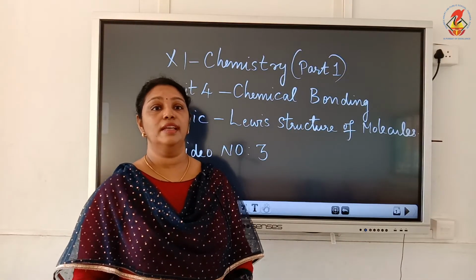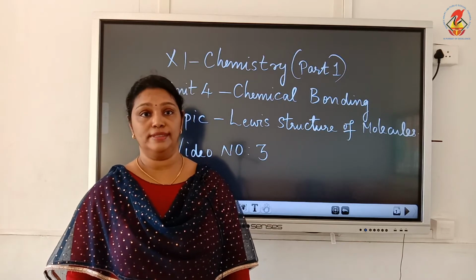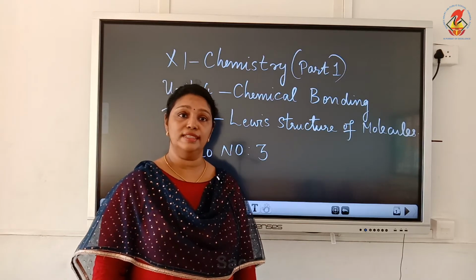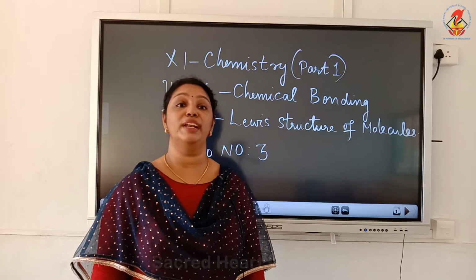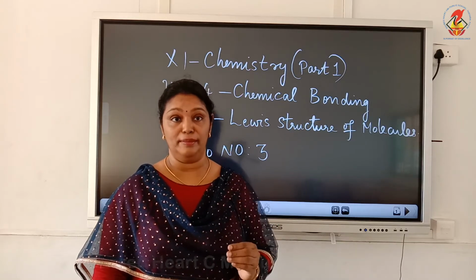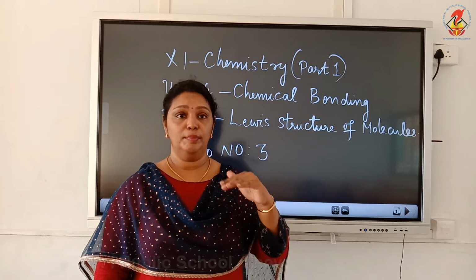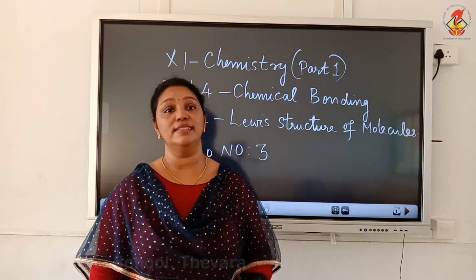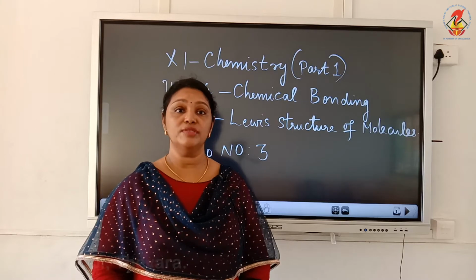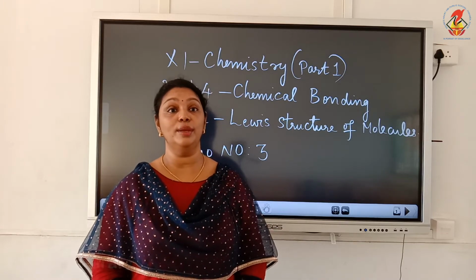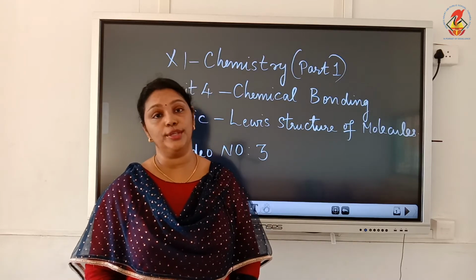We are going to discuss the Lewis structure of molecules. In the last video, we discussed how to write the Lewis symbol for an element. We write the symbol of the element and the valence electrons are put as dots around the symbol of the element. Now in this video, we are going to see how to write the Lewis structure for molecules.